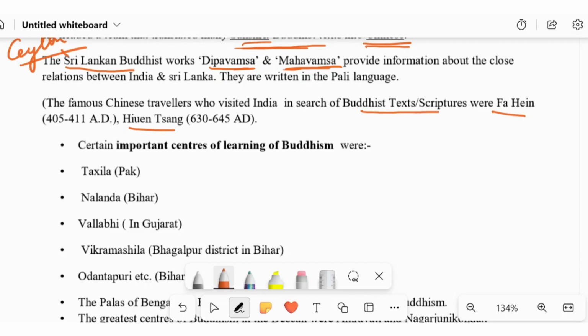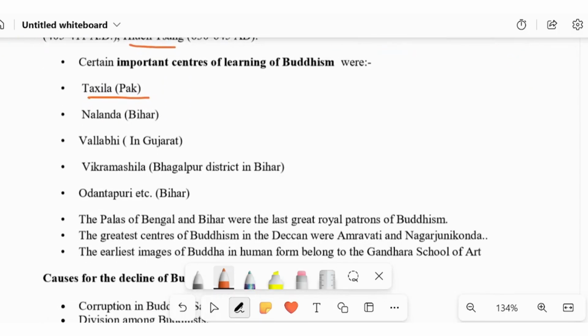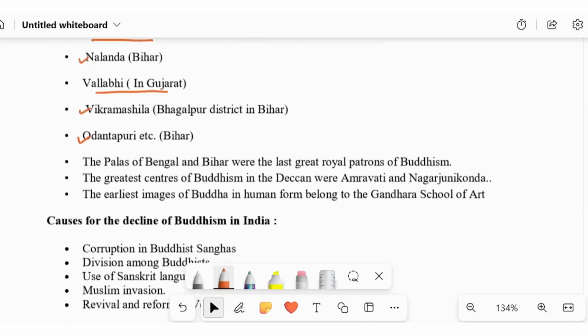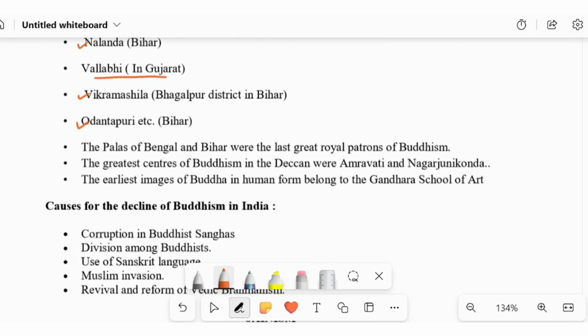Now, the important centers of Buddhist learning were Takshila, which is now in Pakistan, Nalanda, Vikramshila and Udantapuri in Bihar, and Vallabhi in Gujarat. Now, I come to the causes responsible for the decline of Buddhism in India.